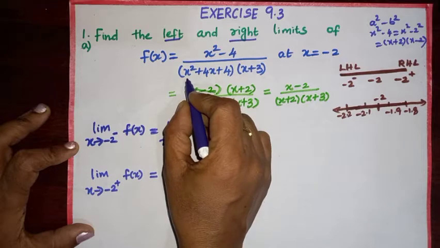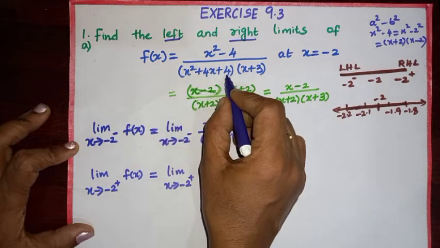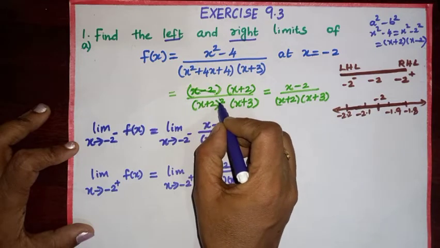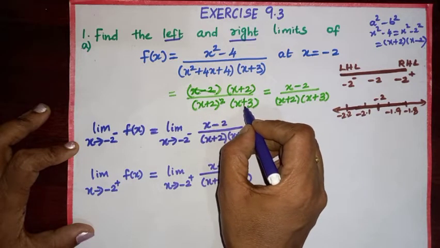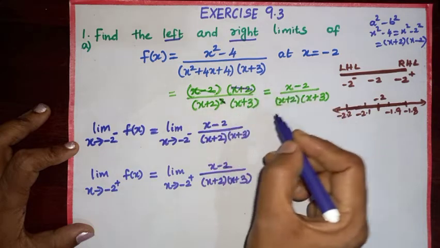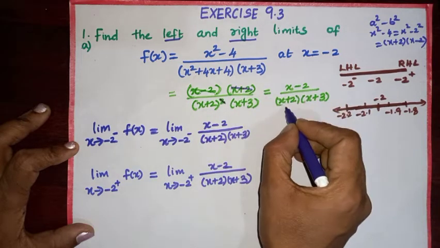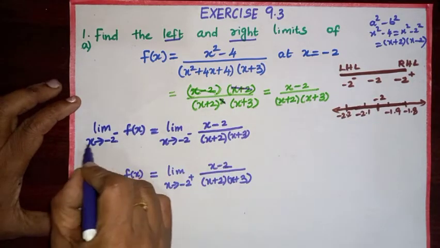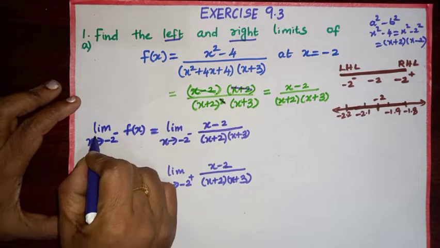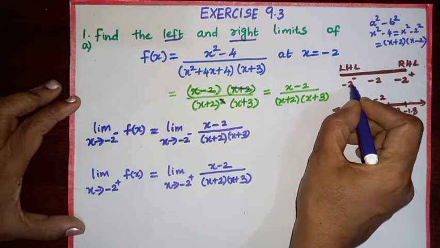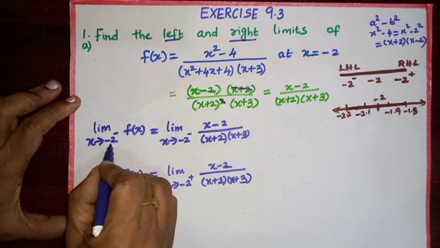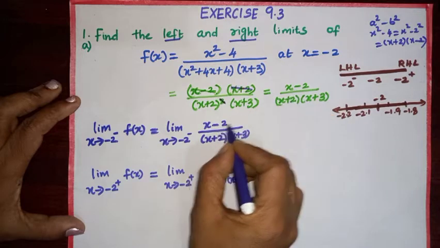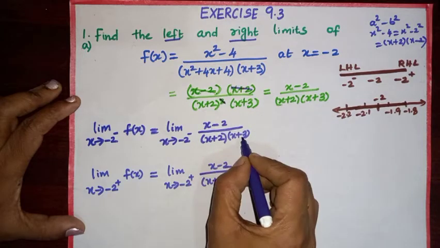In the denominator we have x square plus 4x plus 4. It is in the form of a plus b the whole square. Then x plus 2 the whole square into x plus 3. One of the x plus 2 will be cancelled, which is equal to x minus 2 by x plus 2 into x plus 3. First, I am going to find out the left hand limit. So, left hand limit is limit x tends to minus 2 minus f of x. f of x is nothing but x minus 2 by x plus 2 into x plus 3.